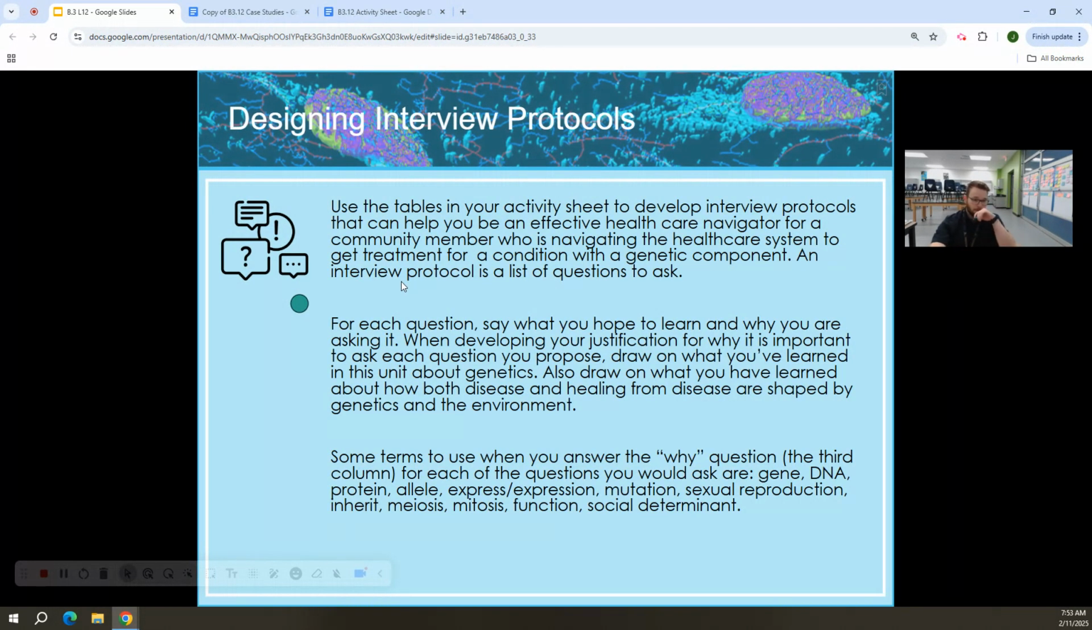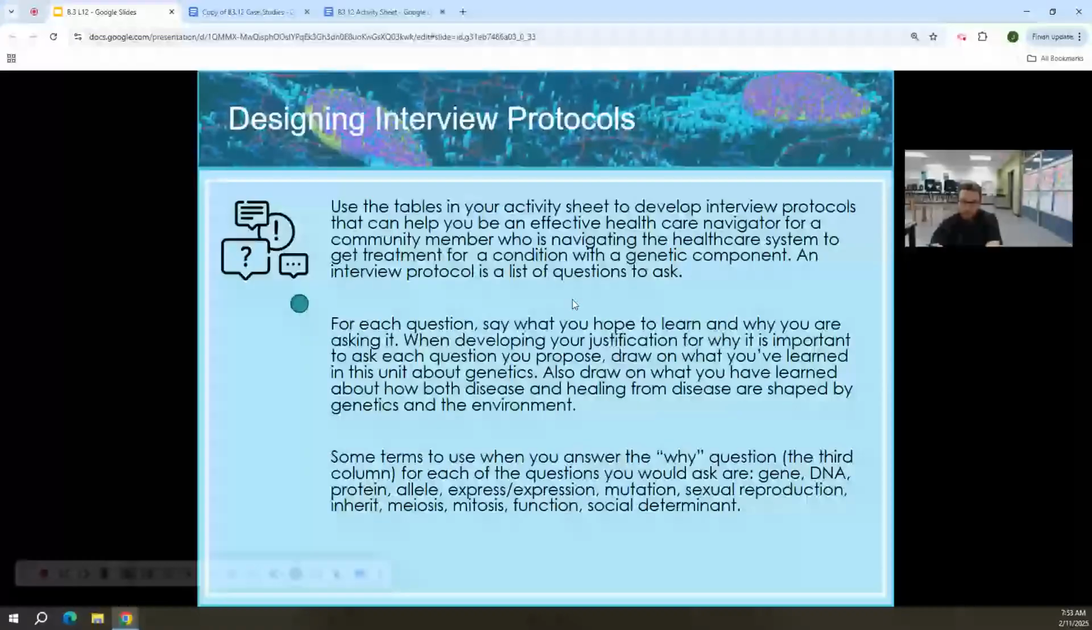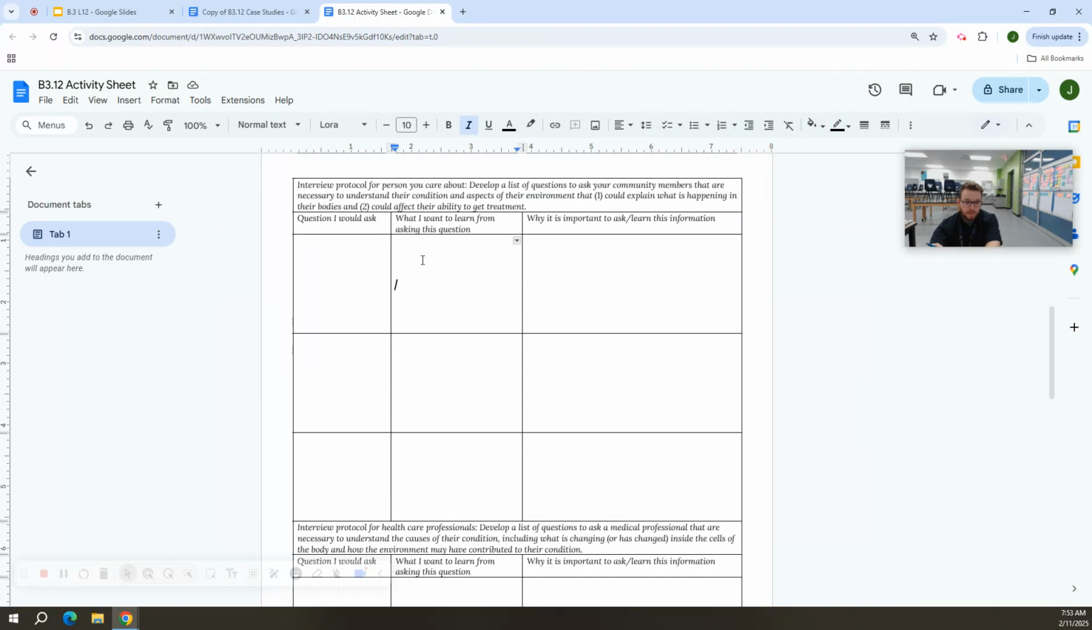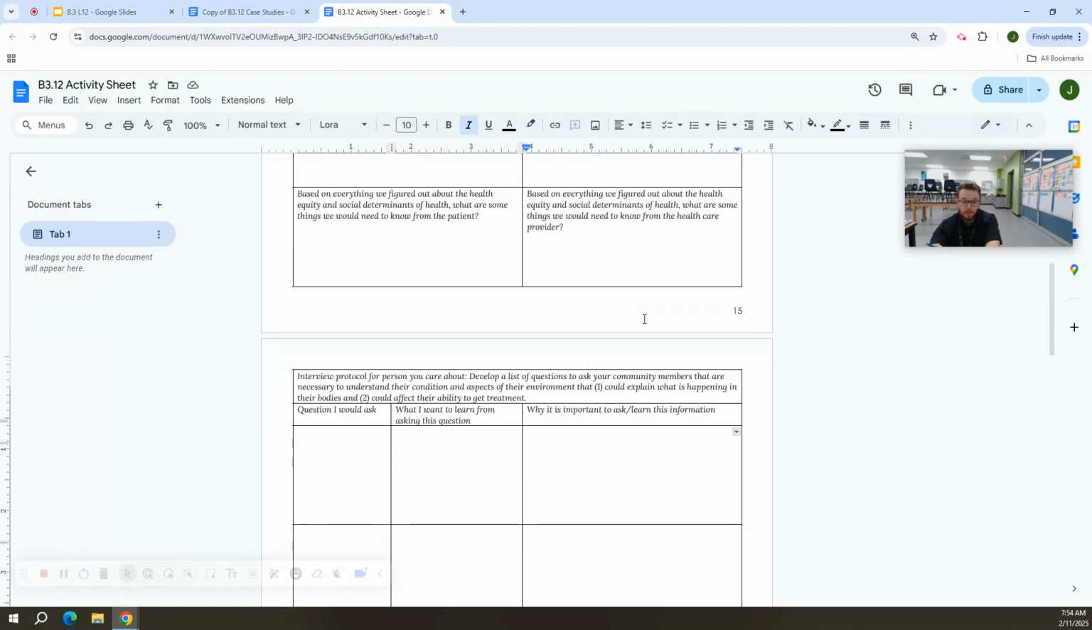So those are all some things to think about. Okay, so you're going to use the tables in your activity sheet to develop interview protocols that can help you be an effective healthcare navigator for a community member who is navigating the healthcare system to get treatment for a condition with a genetic component. So it doesn't just have to be cancer, any genetic disease this healthcare protocol would be able to address. An interview protocol is a list of questions to ask that person to help better assist them. So for each question, like we just said, you were saying what you hope to learn. Okay, so you can see these are the questions I'm going to ask a community member. So this is the question I would ask, what I hope to learn from asking this question, why it's important to ask and learn this information.